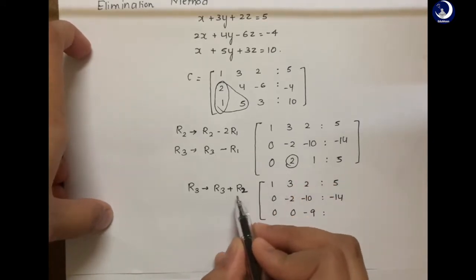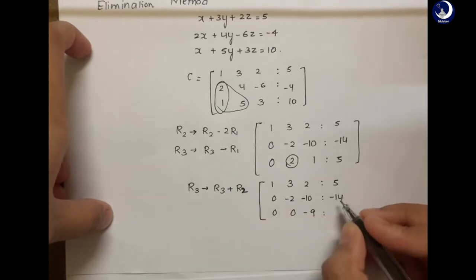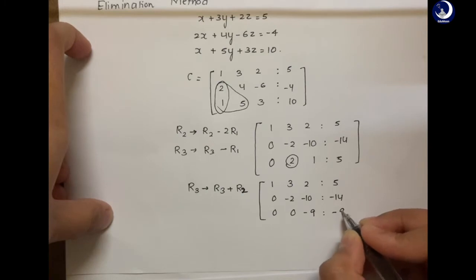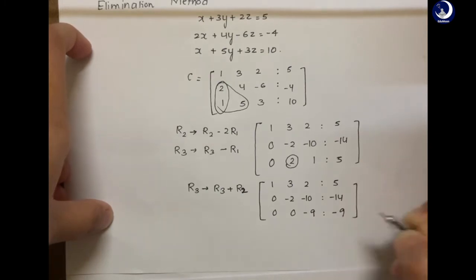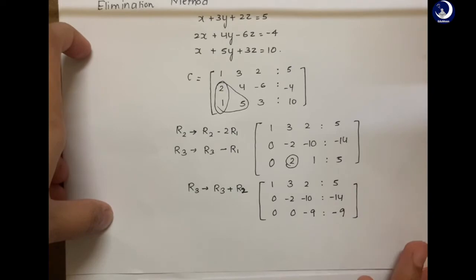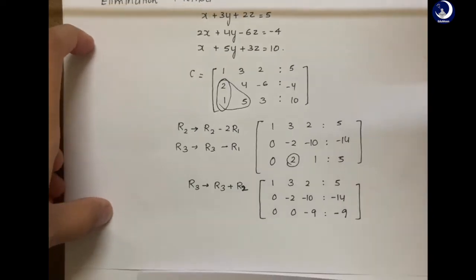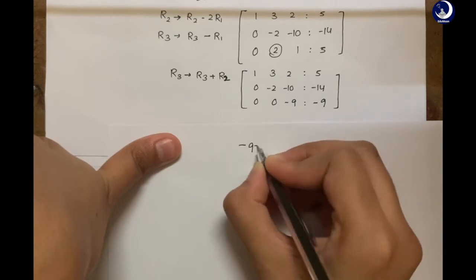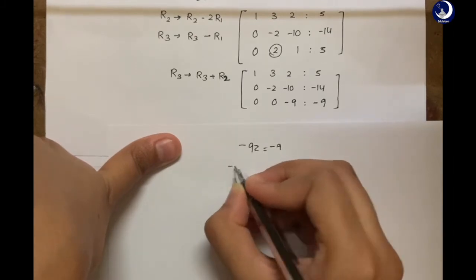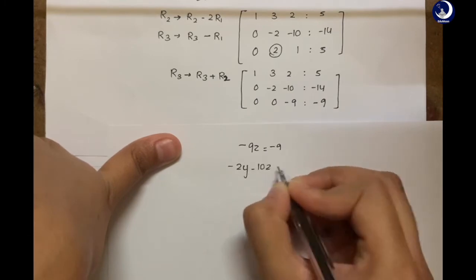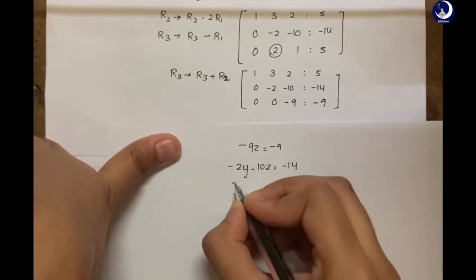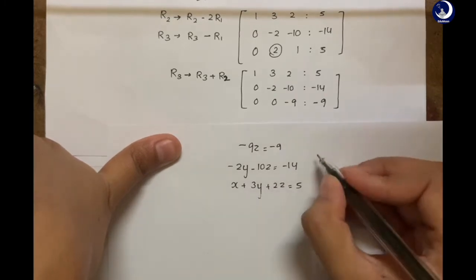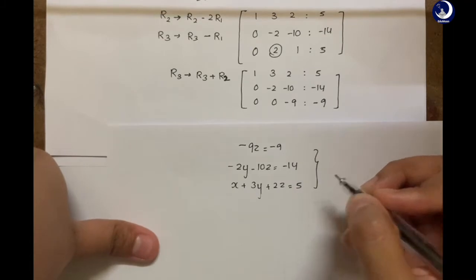Row 3 converts into row 3 plus row 2, not row 1. Now, we'll be getting some system of linear equations. Let's solve these equations. First, minus 9z equal to minus 9, minus 2y minus 10z equal to minus 14, and x plus 3y plus 2z equal to 5. These are the equations. Let's solve them one by one.